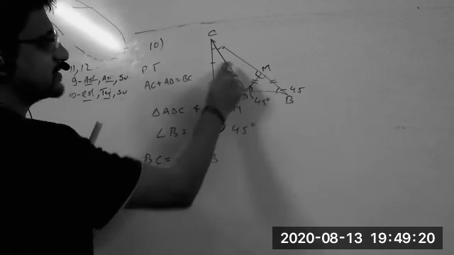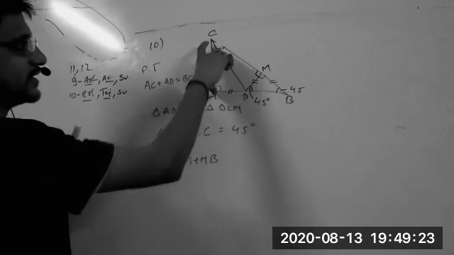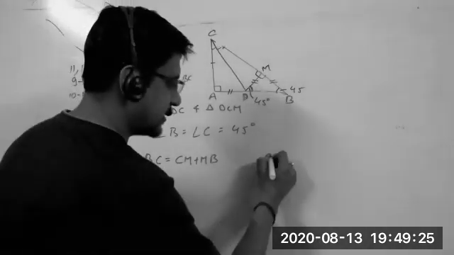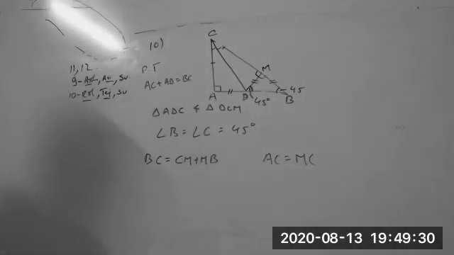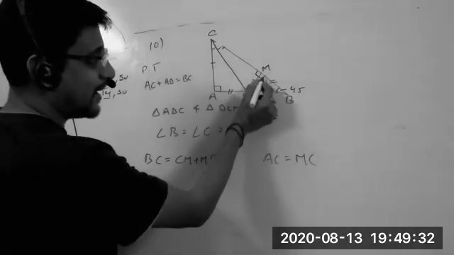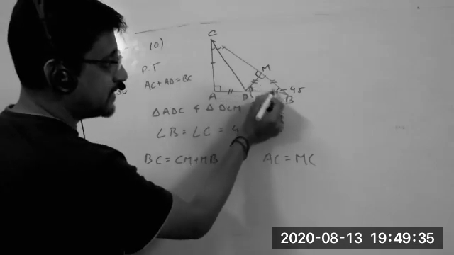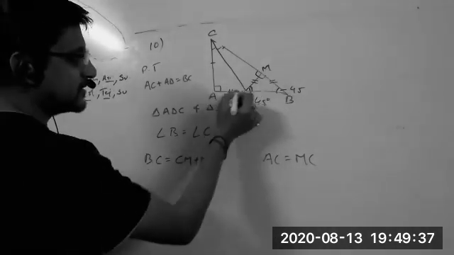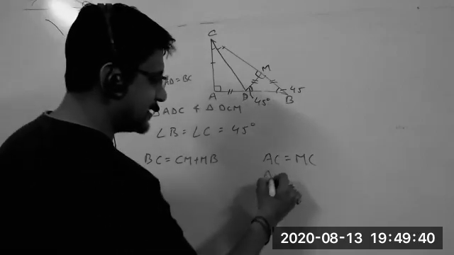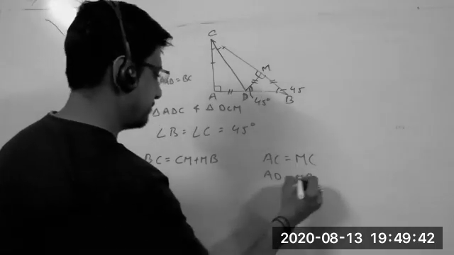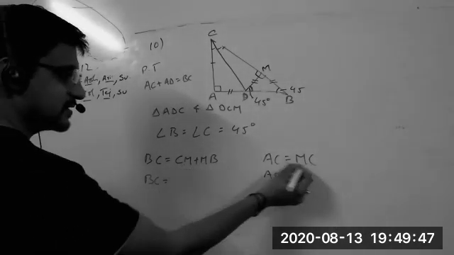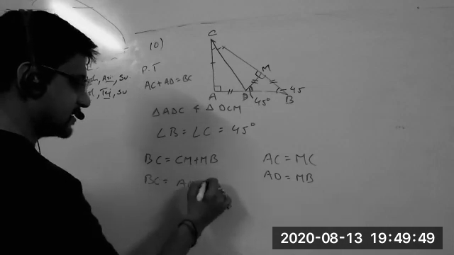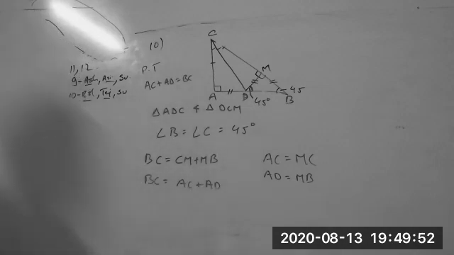In these two triangles, AC is equal to MC, by CPCT. Now, since MB is equal to MD and MD is equal to AD, can we say AD is equal to MB? So we'll replace: BC is equal to AC plus AD. Got it?